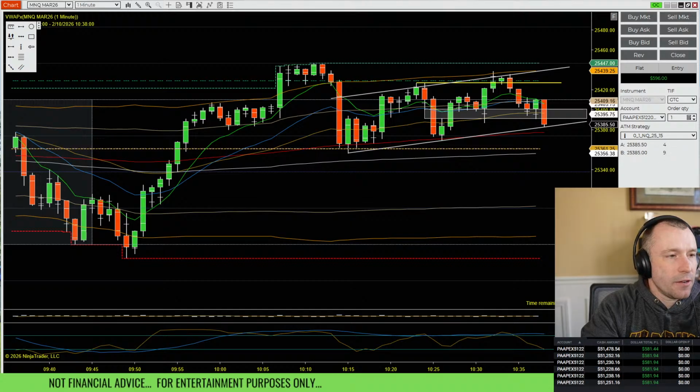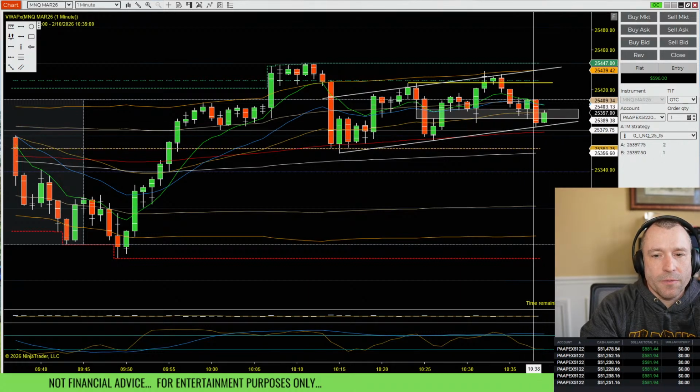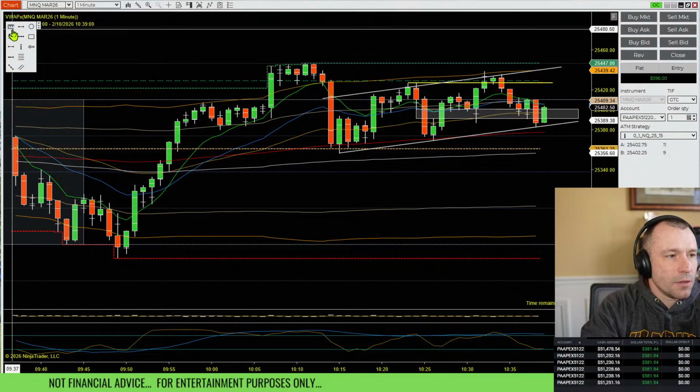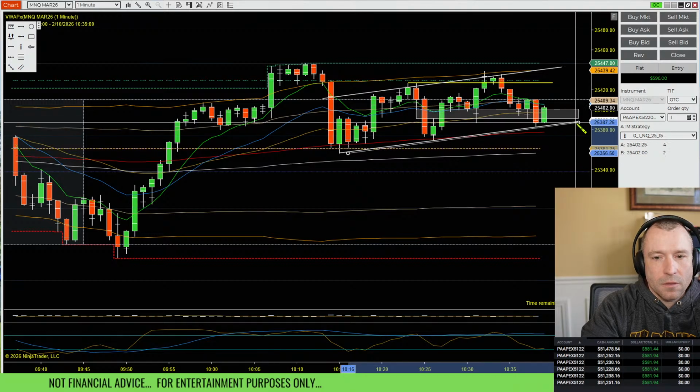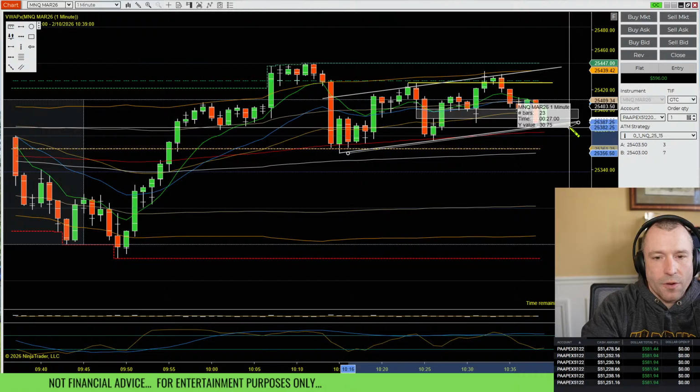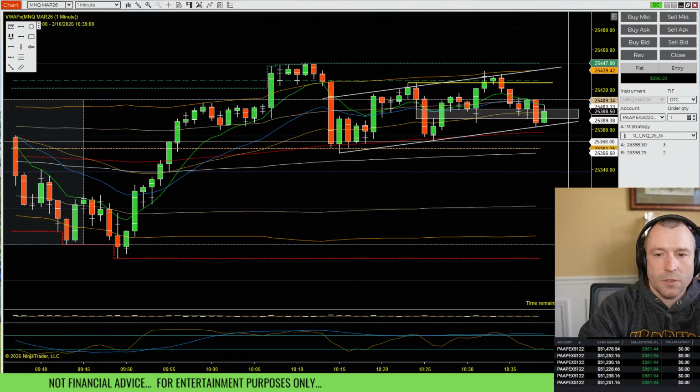The bottom of this little channel. I don't trade channels, but if you were to try and get in on the bottom of this channel, your stop would have to be below this candle right here. So if you'd just sold this or bought that, you're looking at 30 points. If you were to jump in here, you'd be looking at 42. Too much risk.